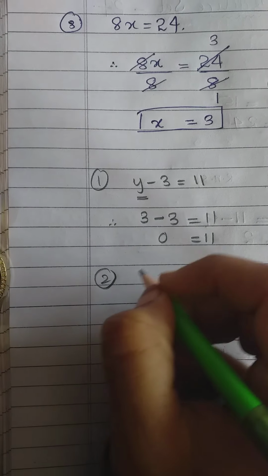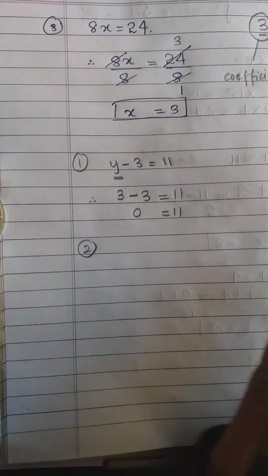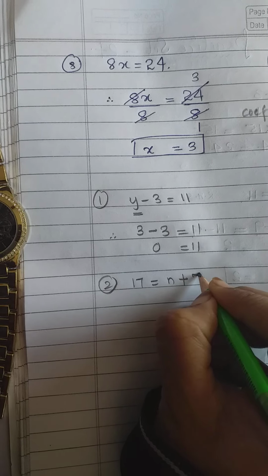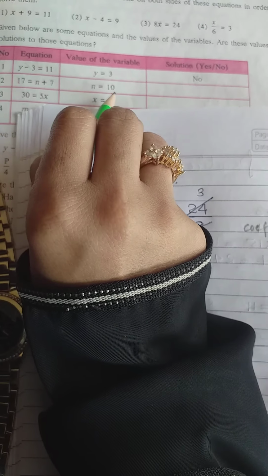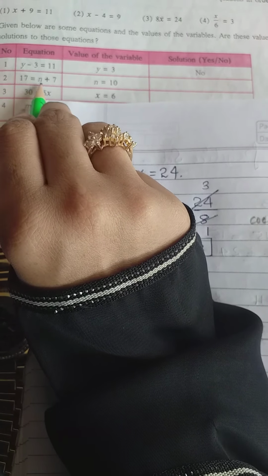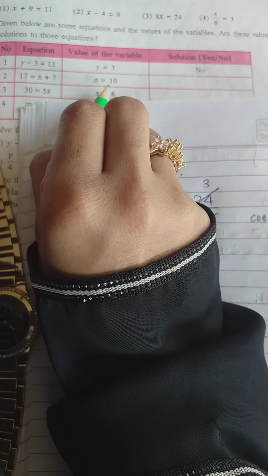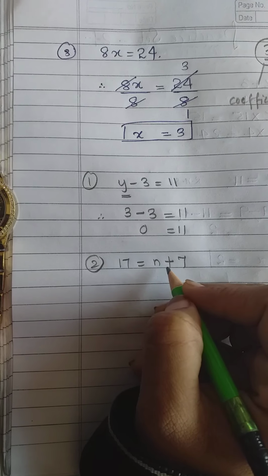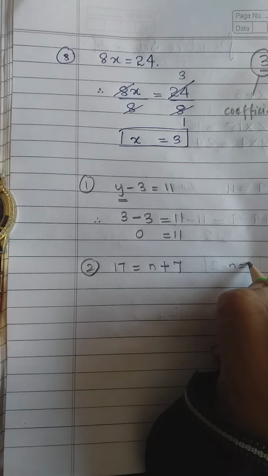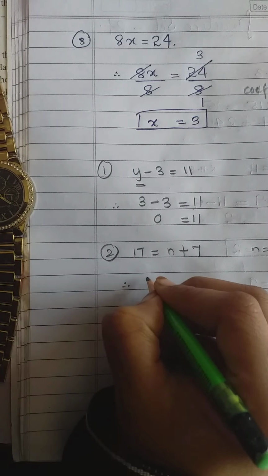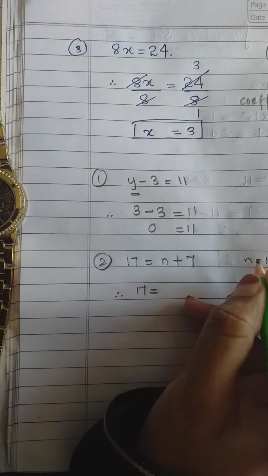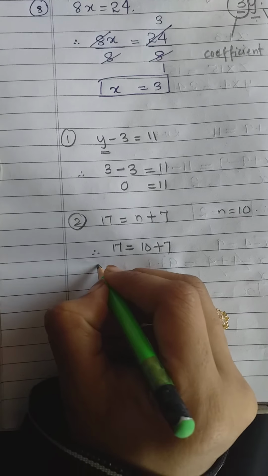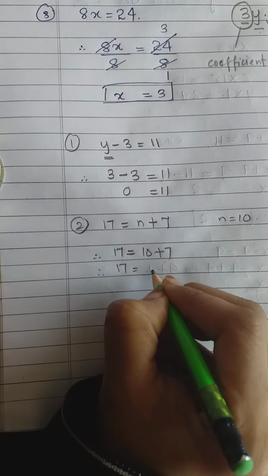Second one is what? 17 is equal to n plus 7 and the value for n is equal to 10. It means in this equation you have to take the value of n as 10. N is equal to 10 is given. Therefore 17 is equal to, at the place of n we take this value 10, 10 plus 7. Now 17 is equal to 10 plus 7, 17.